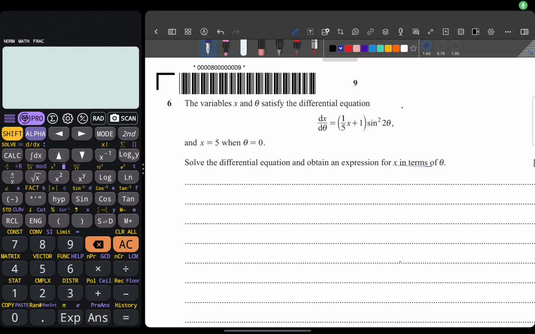With this other question, what do we have here now? I'm not going to read the question. It just says, solve the differential equation. Anyway, here's the differential equation. Let's get to solve it.